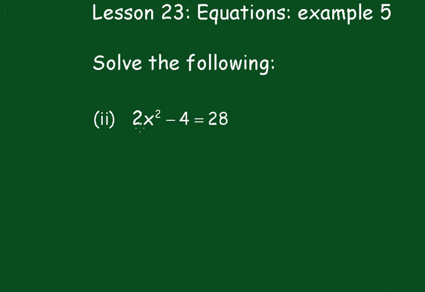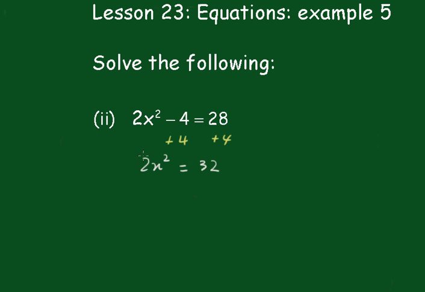Part 2. Solve 2x squared minus 4 equals 28. And this particular question has caused a lot of problems in the past. I'll show you why as we go through this. Right, I'll just add 4 to both sides. That's going to give me 2x squared is equal to 32.